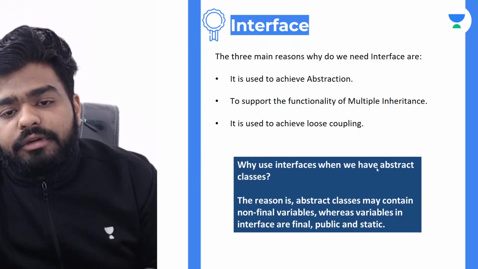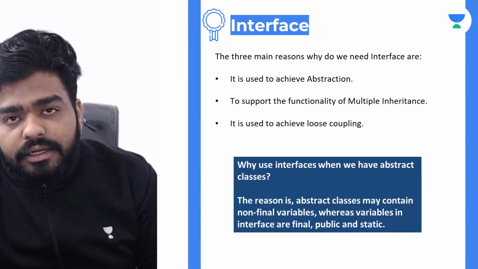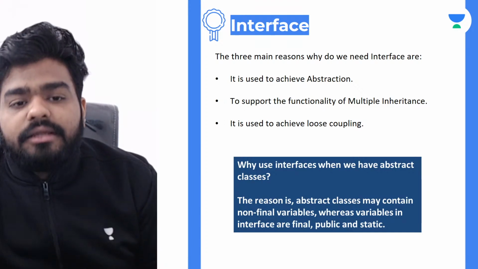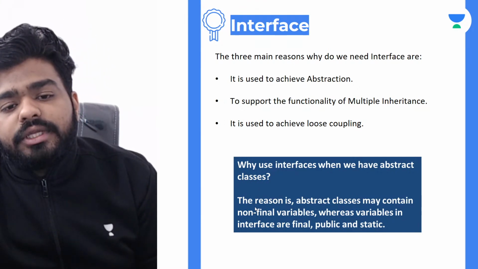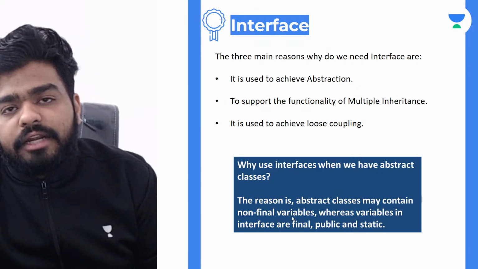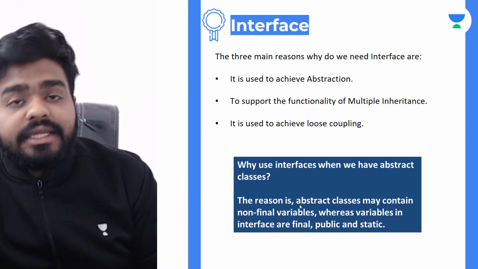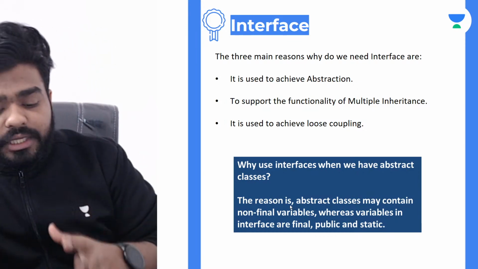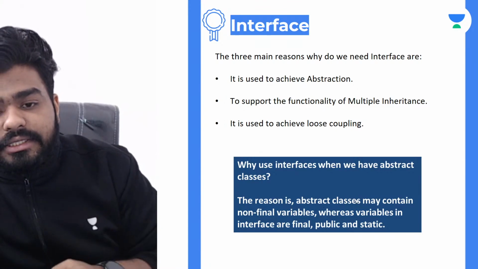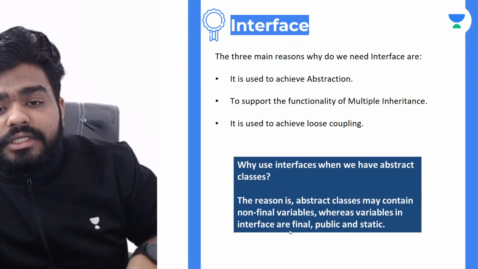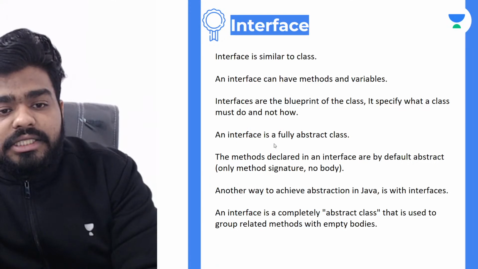Why do we use interfaces when we have abstract classes? Again a very famous interview question: what was the need for interfaces when we already had abstract classes? So the reason is abstract classes may contain non-final variables. That means we can have variables written directly like int i, int j in our abstract classes, whereas variables in interfaces are final, public and static. I have told you this in my previous statements here.